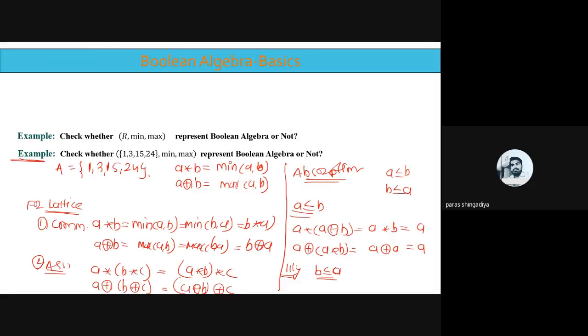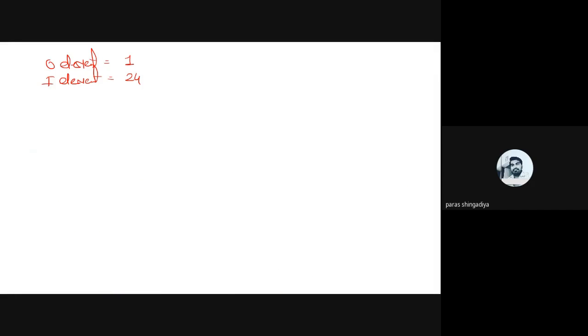Okay, 1, 3, 15, 24 is the given. So the zero element is equal to 1 and the I element is equal to 24. So here it is a bounded lattice. Okay, and now for complemented, we'll check that for every a belonging to A, a dash should exist in A.